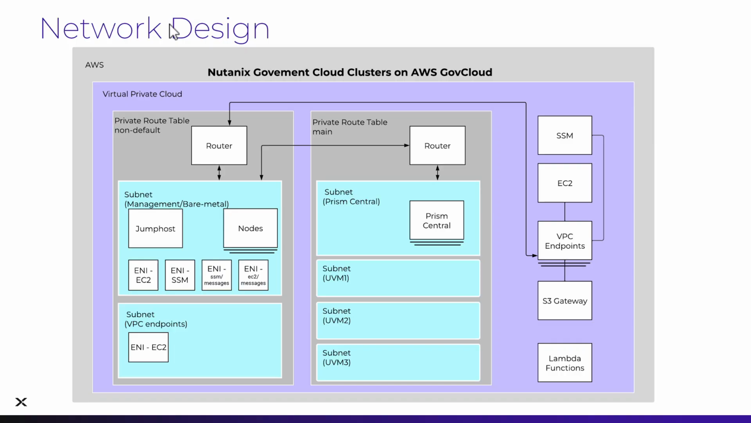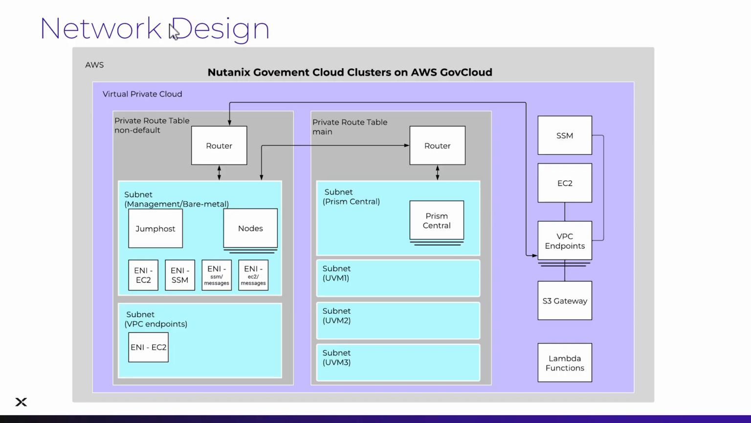So we have our subnet for bare metal. The jump hosts will also be deployed there. We can see some ENIs being created. Those are for Session Manager for the jump host, so we can securely connect to our cluster. The VPC endpoint subnet has the ENI for EC2. We are creating an S3 gateway to talk to S3 as well. And then our Prism Central subnet.